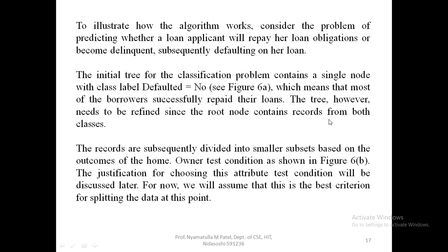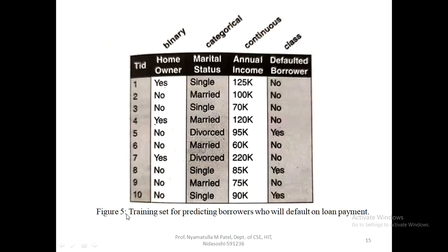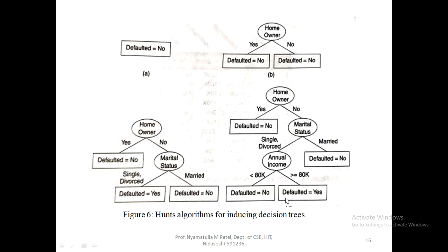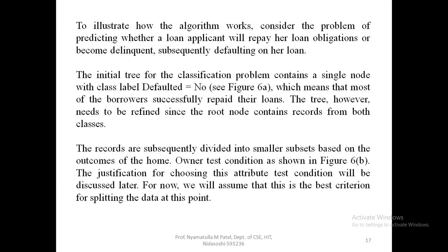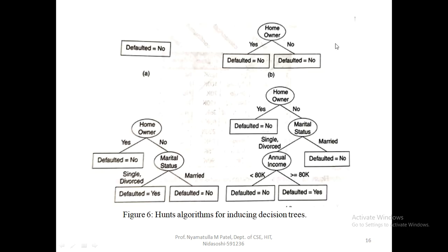The tree, however, needs to be refined since the root node contains records from both the classes. A training record does not only define whether the default condition is no. There are different attributes associated with this: binary, categorical and continuous. I need to consider all these conditions to define whether a particular loan borrower belongs to class no or yes. The records are further divided into smaller subsets based on the outcome of the test.